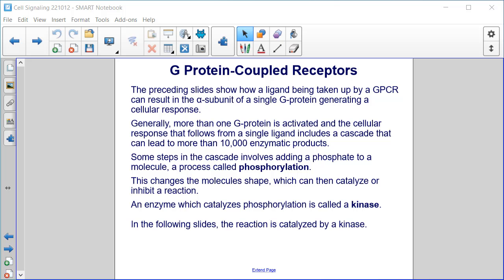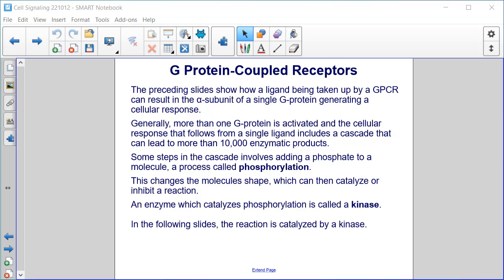The preceding slides show how a ligand being taken up by a GPCR can result in the alpha subunit of a single G protein generating a cellular response. Generally, more than one G protein is activated, and the cellular response that follows from a single ligand includes a cascade that can lead to more than 10,000 enzymatic products.